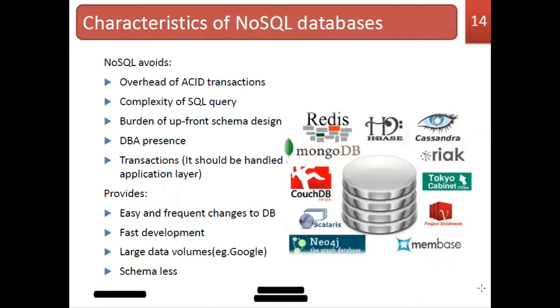So that can be handled with the initial top layer, that is called the application layer, right? Then, what are the characteristics the NoSQL databases are providing? It is easy and frequent changes to the database. Suppose if you do any schema changes, or it's not using a schema, but if you're going to do any changes in the NoSQL databases, maybe you can do frequent changes there, right?